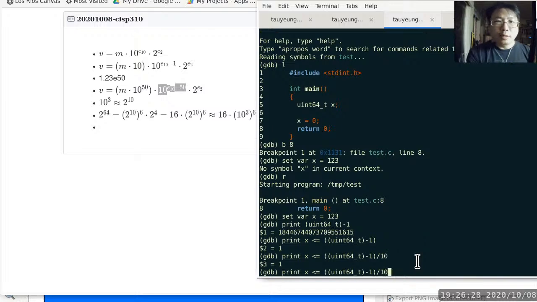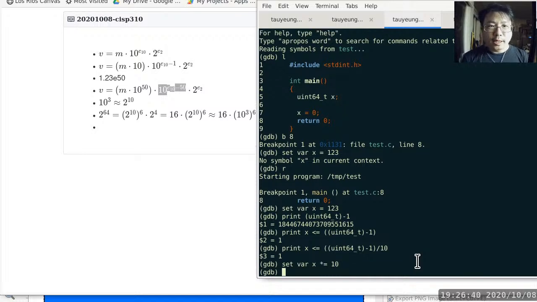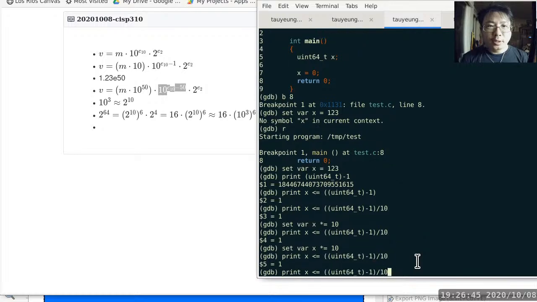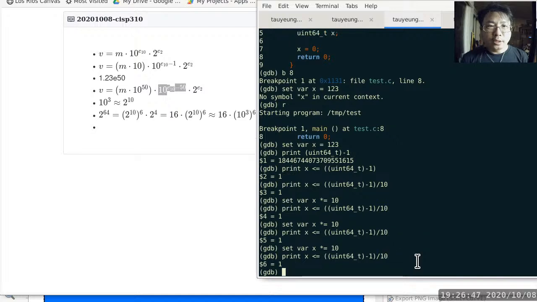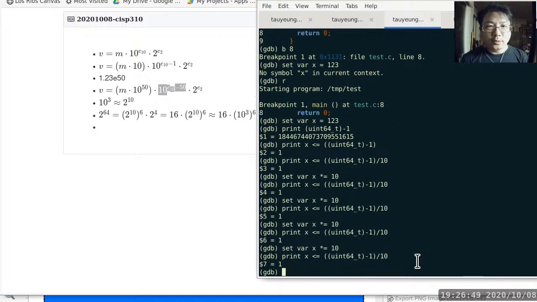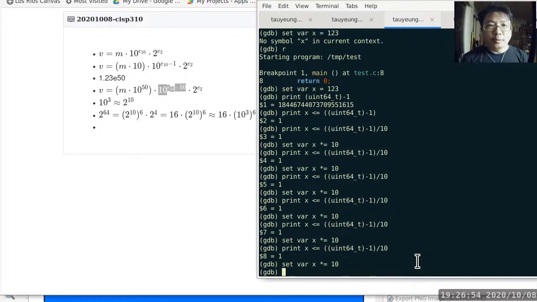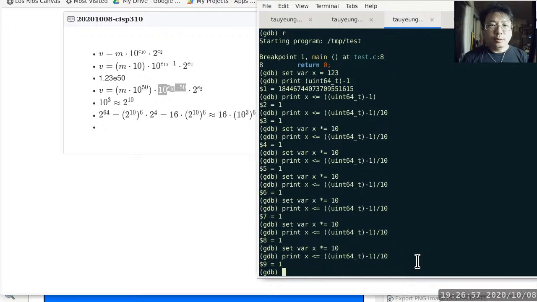All right, so now we're going to do a loop here. No, we are not doing a loop in GDB. Instead, we are doing something that looks like a loop in GDB. So I multiply x by 10, I check this. I multiply by 10, I check this. I multiply by 10, I check this. I multiply by 10, I check this. Because we started off with 123, we would be doing this for how many times? 17 times, right?